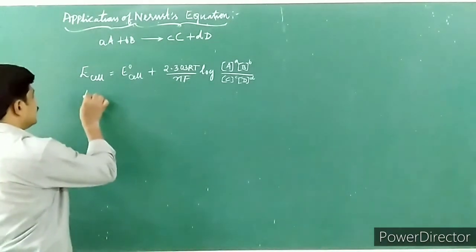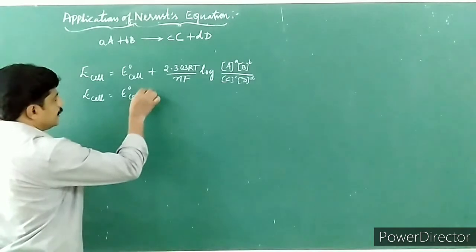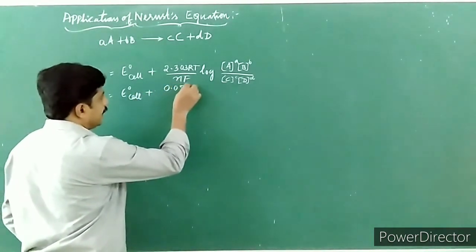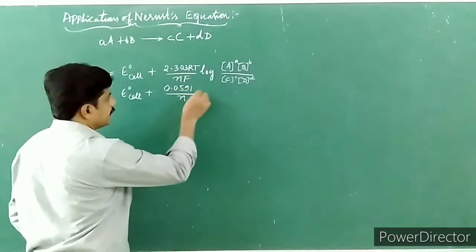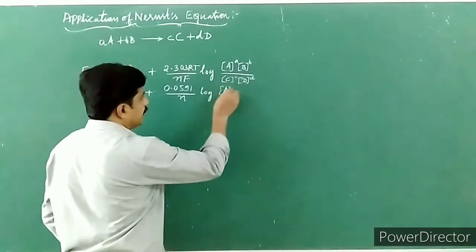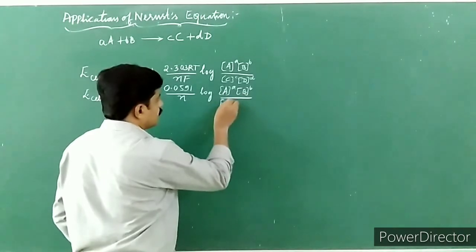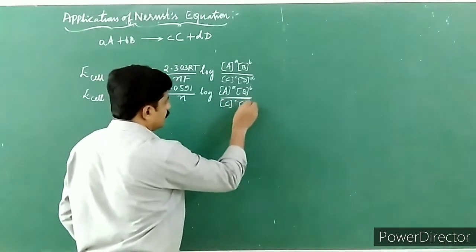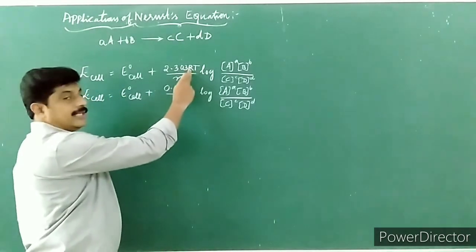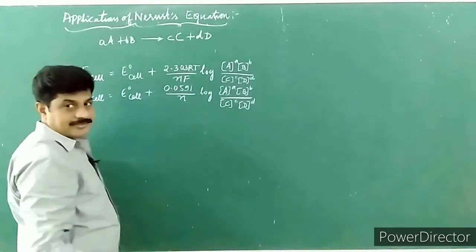Or you can simplify this, E cell is equal to E naught cell plus 0.0591 upon n into log of concentration of A raised to a, concentration of B raised to b upon concentration of C raised to c, concentration of D raised to d. Now, by substituting the value of R, T and F, you got this equation, is it not?